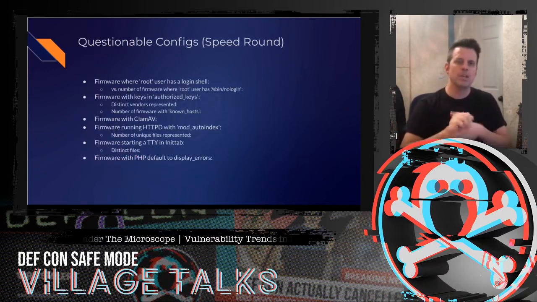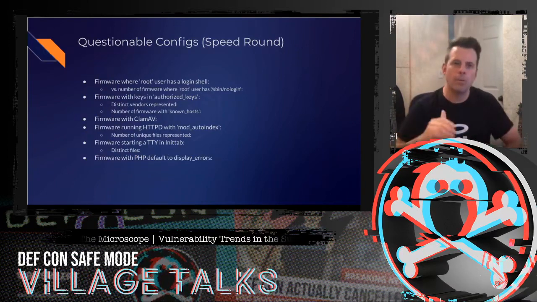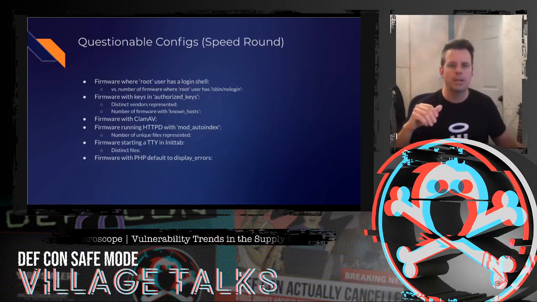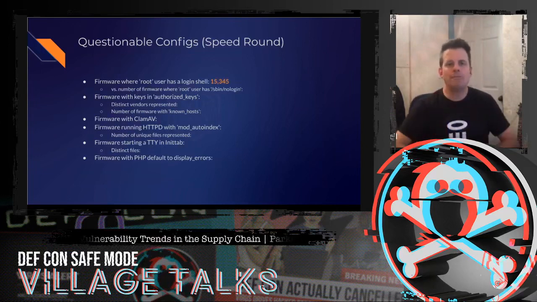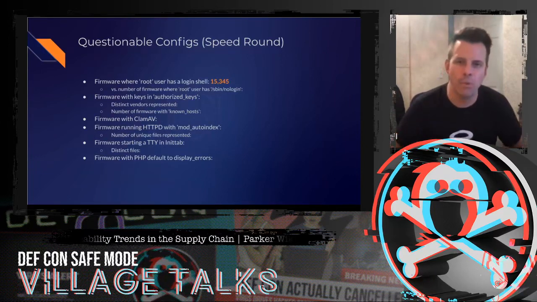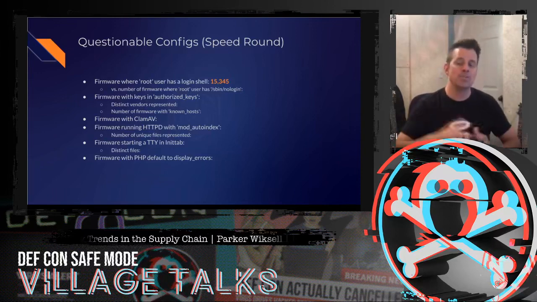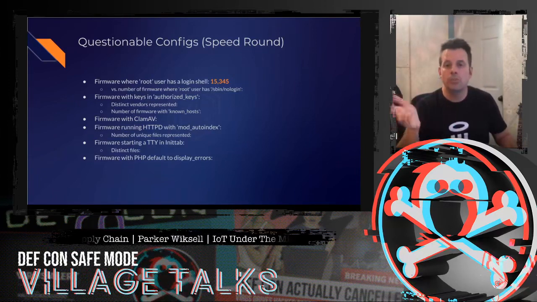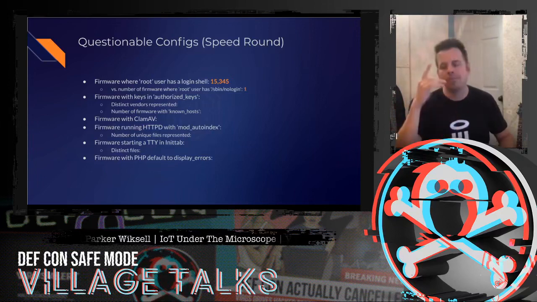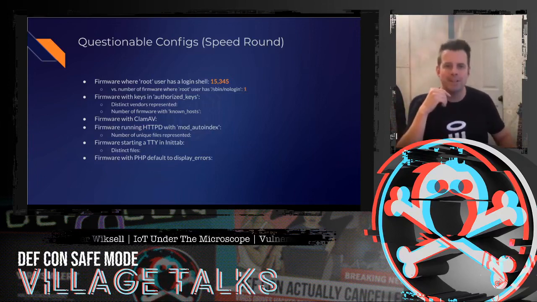Okay. So here are questionable configs. We're about out of time, so we're just going to go through these quickly. Firmware where the root user has a login shell: 15,345. All right. So 30% of all of our firmware that we looked at has some sort of login shell. Whereas if you don't want root to log in, use sbin/nologin. Guess how many? Over, under? One. We found one firmware that actually had sbin/nologin in there.